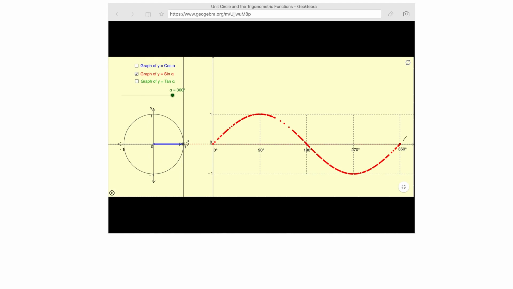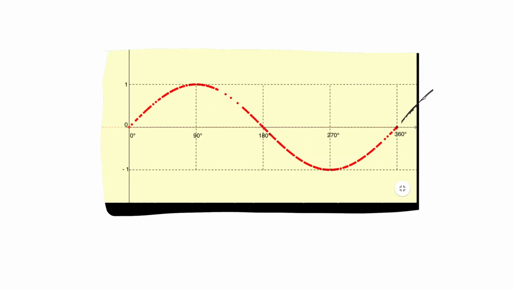So I wish I had this here. Imagine this here. I'm going to extend, and it's going to actually keep on going. But we only have one cycle here. So here is one cycle of the sine curve.